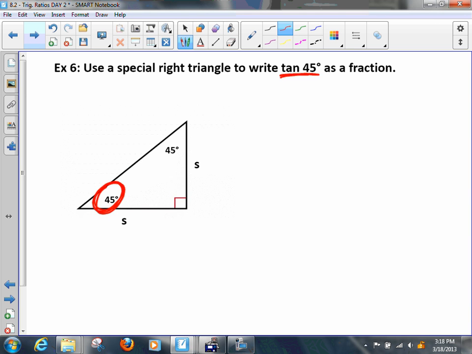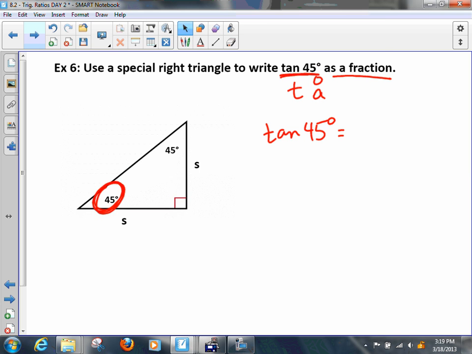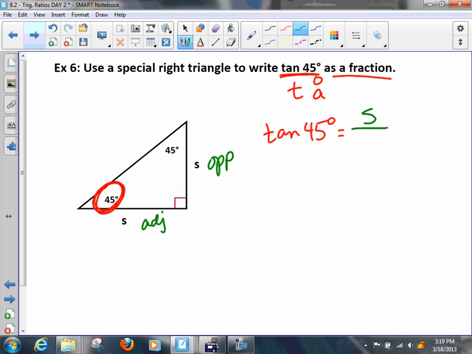Tangent of 45 degrees as a fraction. Some old horse caught a horse taking oats away. So tangent of 45. What's the opposite, y'all? S. Where's the adjacent? The other S. So the tangent of 45, what's the opposite? S over S.